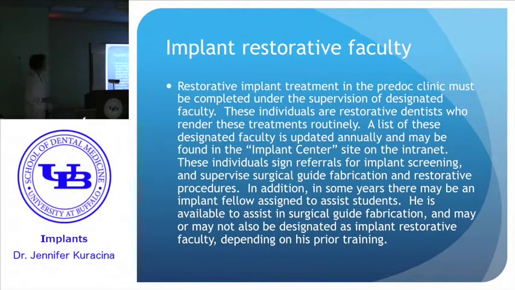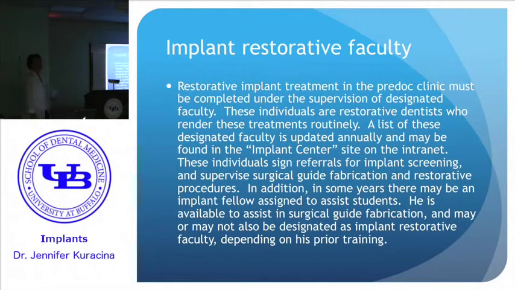Implant restorative faculty. These are the individuals who will be signing off on the implant portions of the treatment plans, assist in ordering parts, checking off surgical guides, following through all of the restorative procedures. The reason I made a point of saying that these individuals are restorative dentists, prosthodontists, general dentists who do this stuff a lot is because we often have situations where surgical guides are being made with surgeons and not getting checked by restorative dentists, the wax-ups and these sorts of things. So it's important that we're keeping tabs on that.